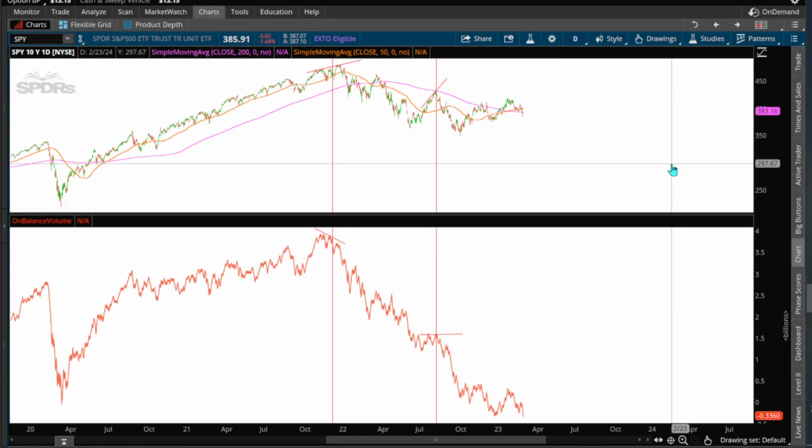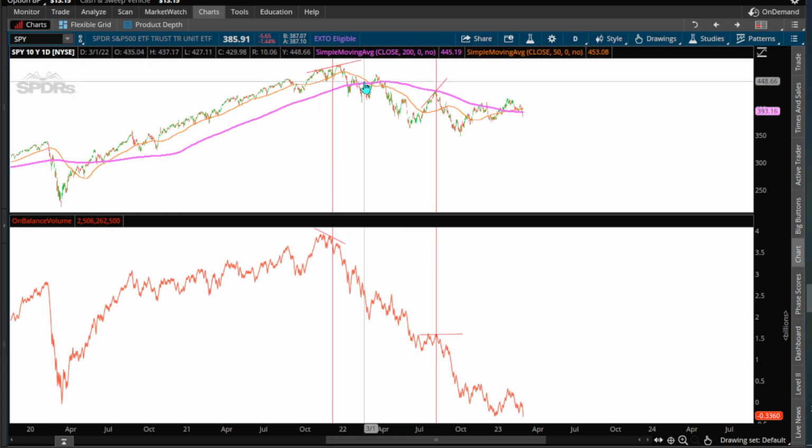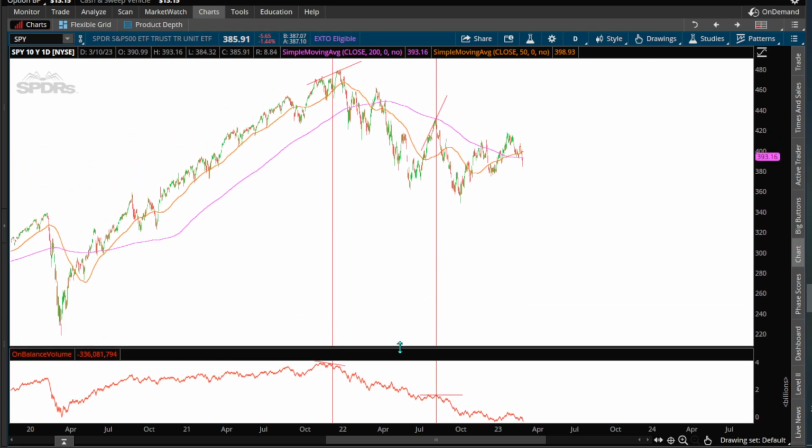Hey everybody, so in this video I wanted to talk a little bit more about on-balance volume. Now this is a pretty nifty indicator. Essentially what this is doing is grabbing the volume profile, and then you can look at it side by side with the actual price action. So in this example we're going to look at SPY. I'm just going to lower this down a little bit.